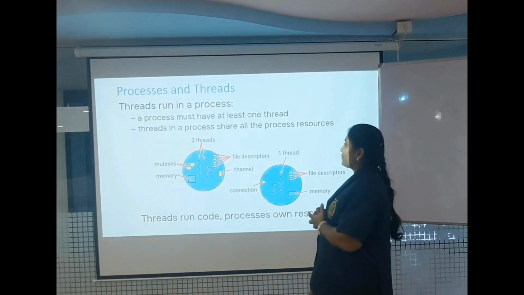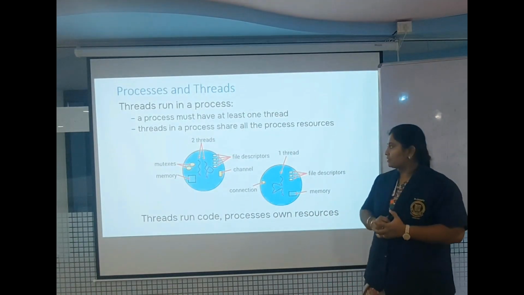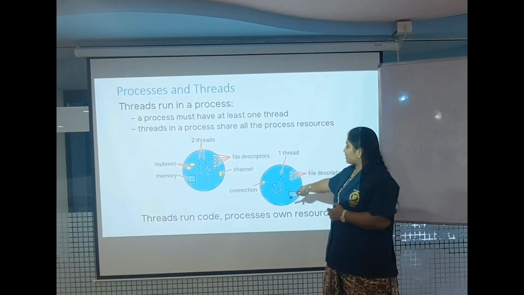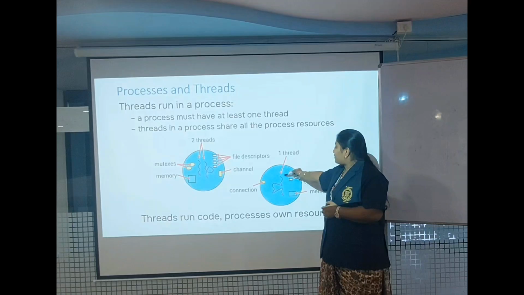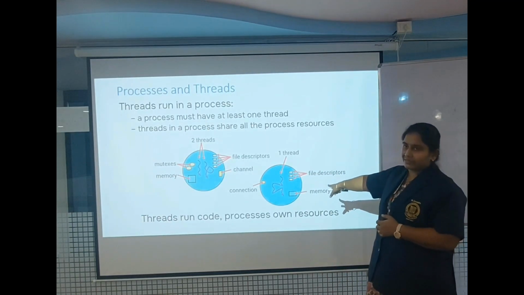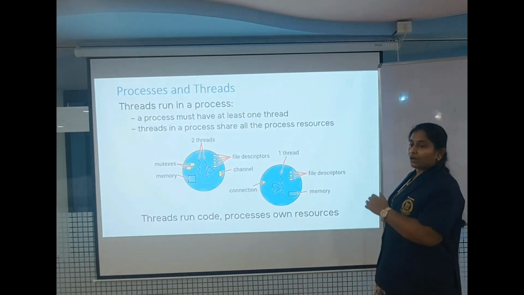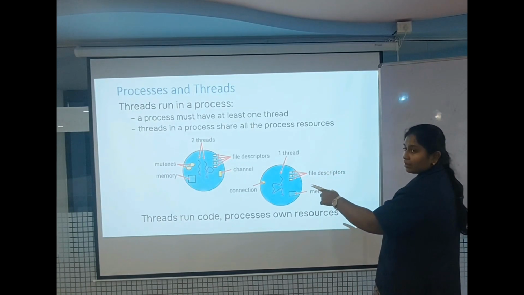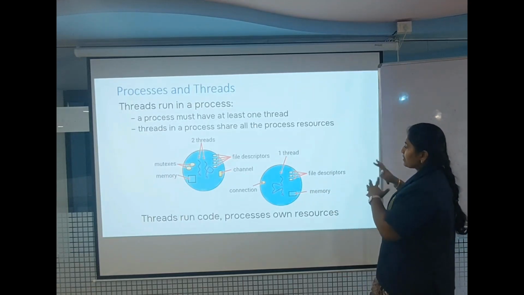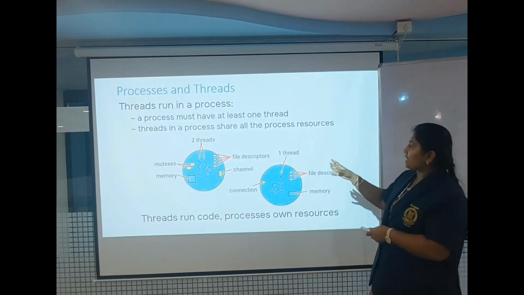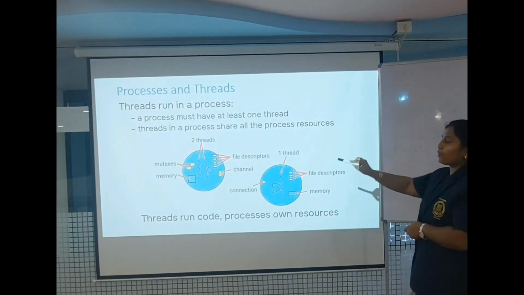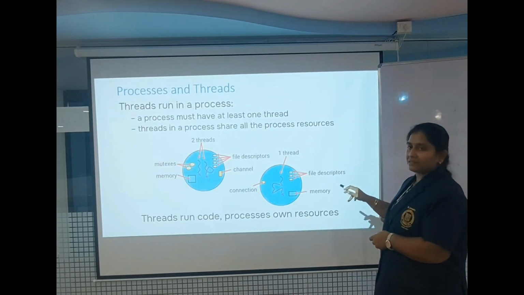So, processes and threads. Threads run in a process. This is very fascinating. You can see, this sphere is a process. Inside we have one thread, a single-threaded process. Whereas the other process, on my left-hand side, has two threads. However, there are localized resources. You can see channel, mutex, memory, etc. being present inside the process. However, one process has two threads and another process has one thread.